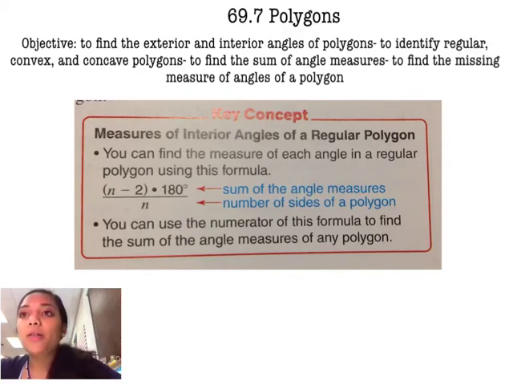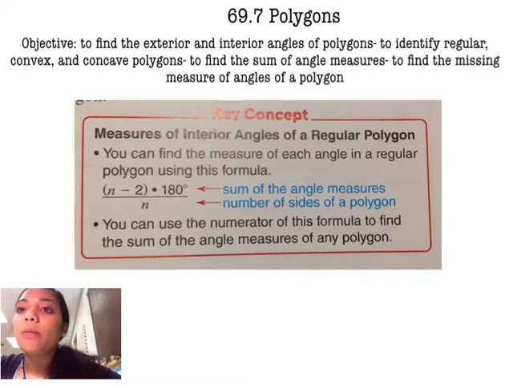Okay, so today in class we went over polygons. I didn't go over regular, convex, or concave polygons because we already went over that in a foldable. And I also didn't go over exterior and interior angles because we've already gone over that. But we haven't gone over finding the sum of the angle measures and finding missing angle measures of a polygon.